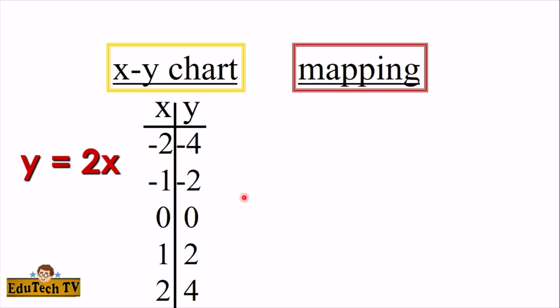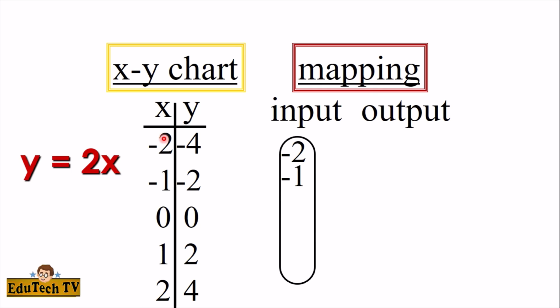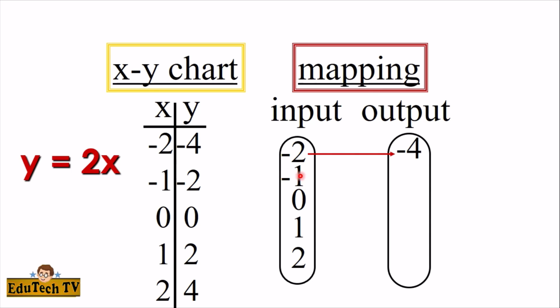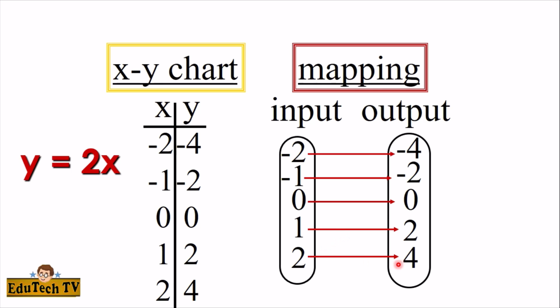Ngayon, titignan natin ulit doon sa mapping. For input, output, so ito yung magiging input natin, the values of x. Yan. And then the output or the values of y. Okay, 2 being partnered to 4, negative 4, negative 1, negative 2, 0, 0, 1, 2, then 2, 4. So therefore, this one is a function kasi lahat ng input ay meron siyang output at walang nauulit.